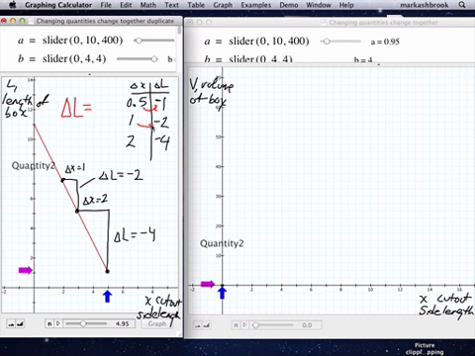2 times x? 11 minus 2x. Okay, so I heard 2x, I heard 11 minus 2x, negative 2x. One of those or something different? It's none of those. Negative 2 times delta x, right? Negative 2 times delta x.